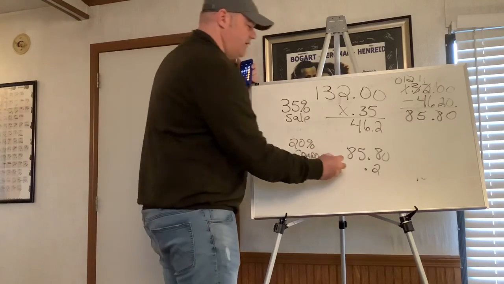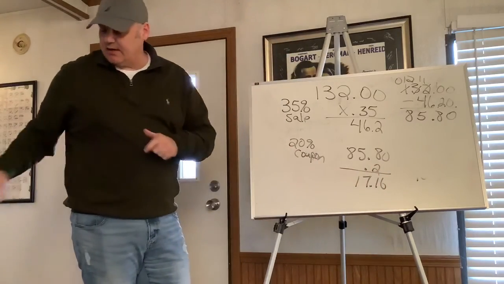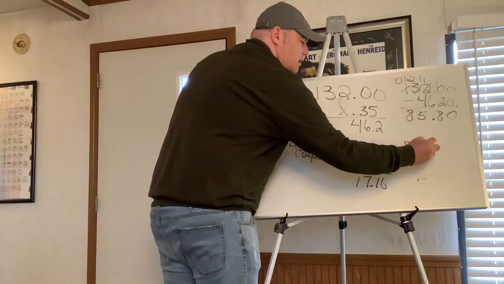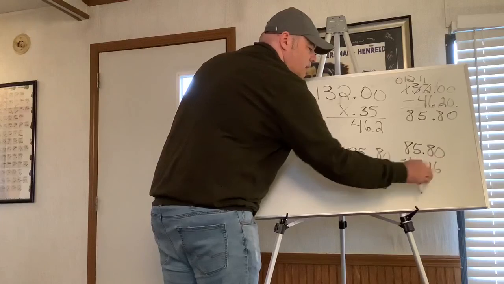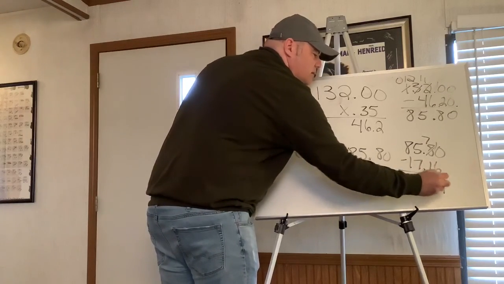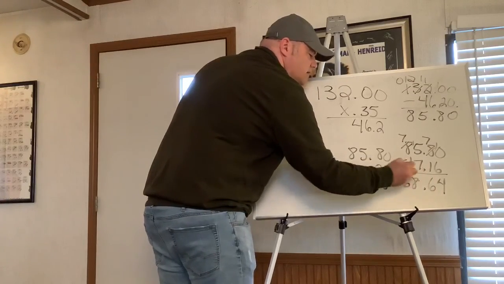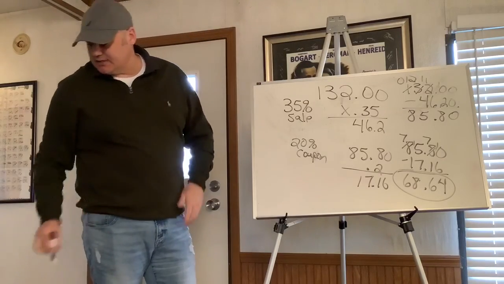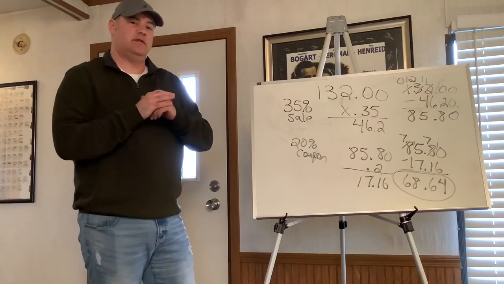And that comes to $17.16. So that's the discount I get with my coupon. So $85.80 minus $17.16. Okay. So my new total is $68.64. Now that's before tax, but we're not going to do that tax yet. But that's what your total is before tax, $68.64.